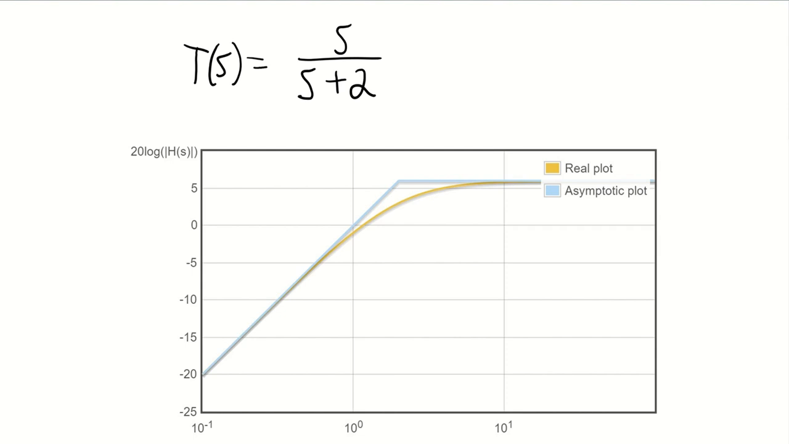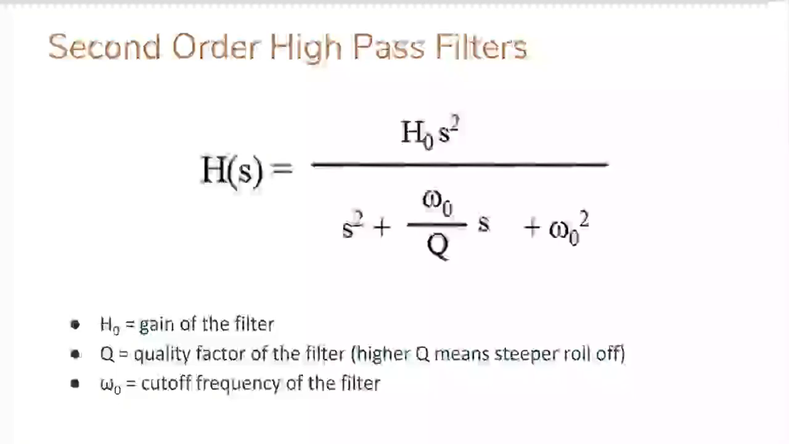So this is a passive filter. And you can see how all the frequencies above 2 are allowed to pass, and all the frequencies below 2 are attenuated, which is what a high pass filter does. And so this is the general second order transfer function for a high-pass filter.